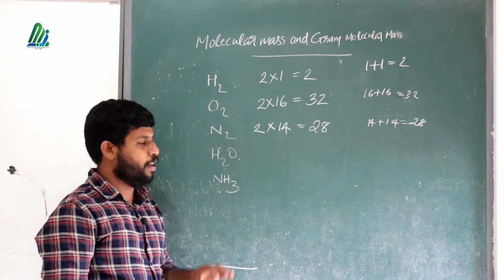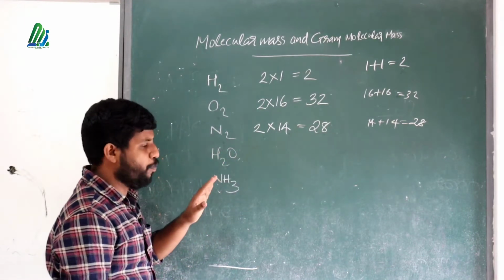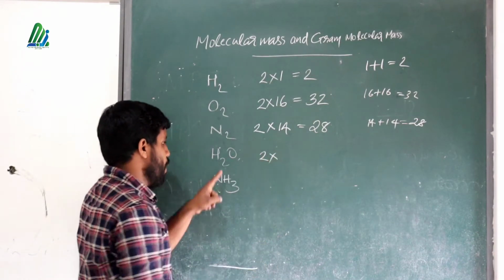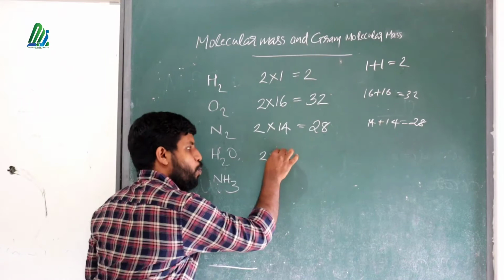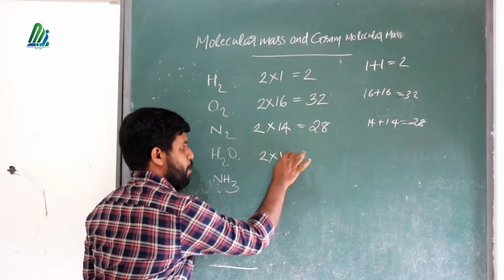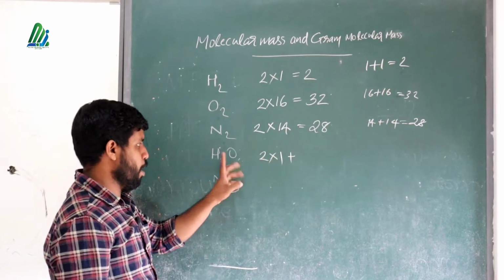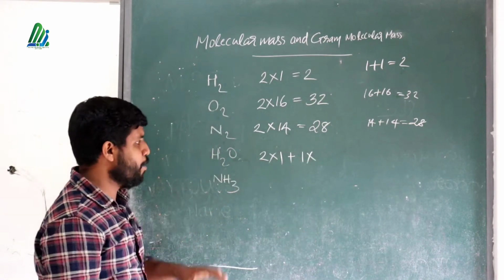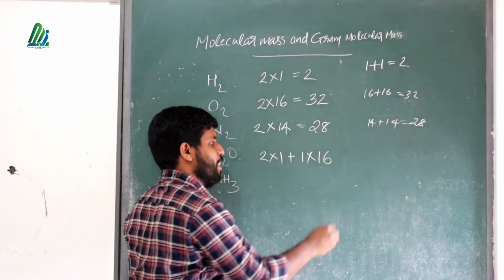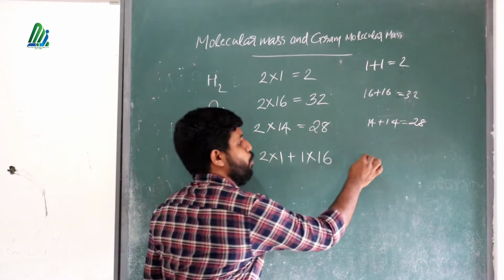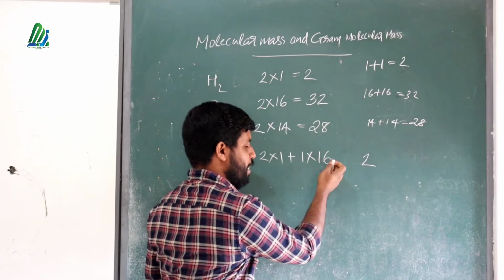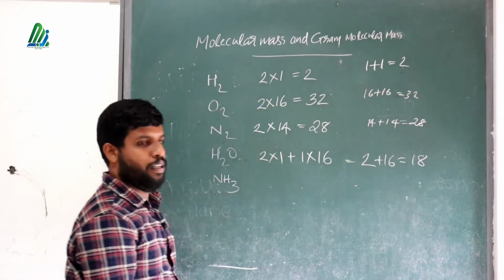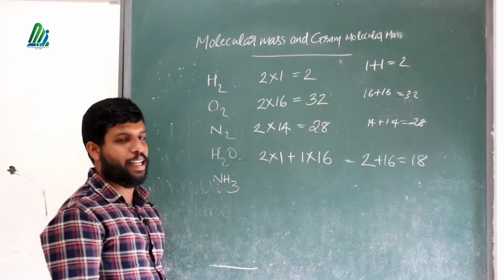Here water, H2O. How can you find the molecular mass? 2 hydrogen atoms, so 2 into the mass of hydrogen, 1. So 2 into 1, plus the next atom, oxygen. How many oxygen atoms are there? 1. So 1 into the mass of oxygen, the atomic mass of oxygen is 16. 2 into 1 is equal to 2. Then 16 into 1 is equal to 16. 2 plus 16, 18, is the way to find the molecular mass.